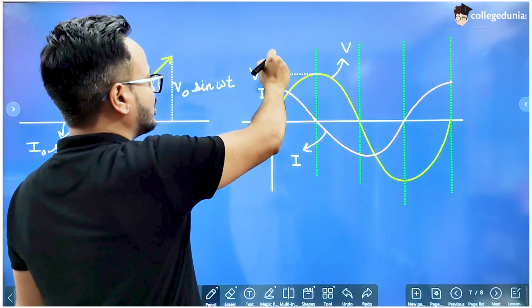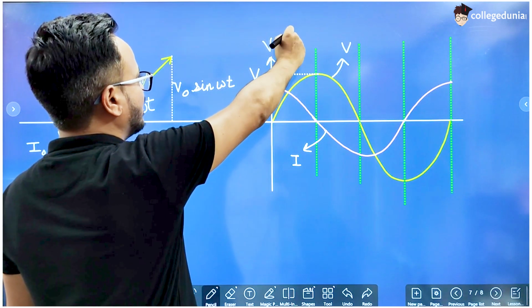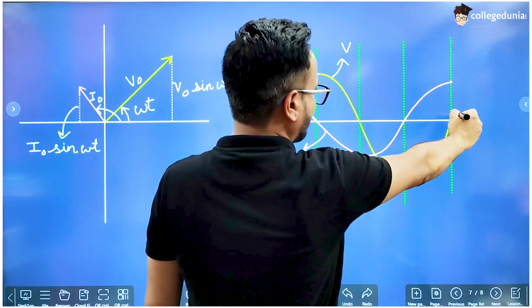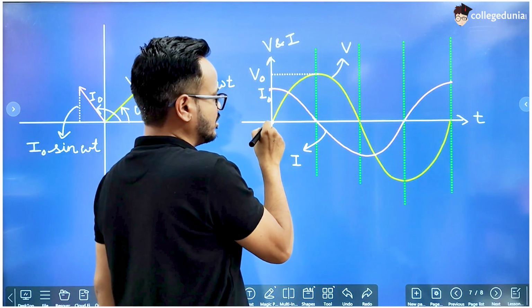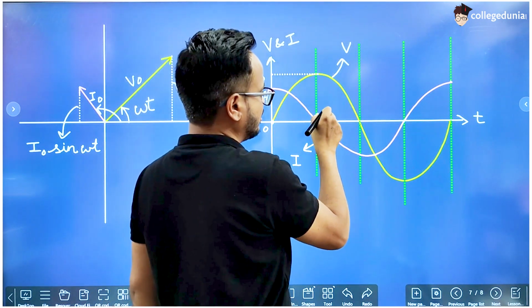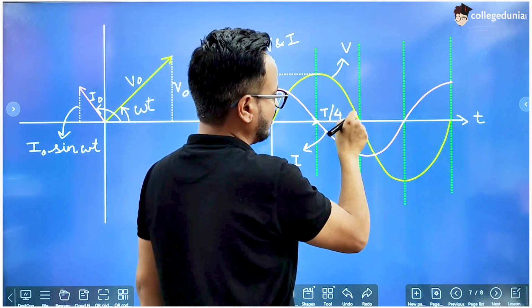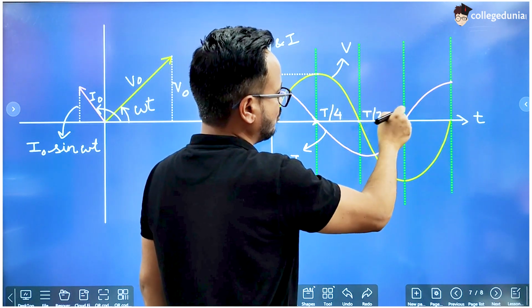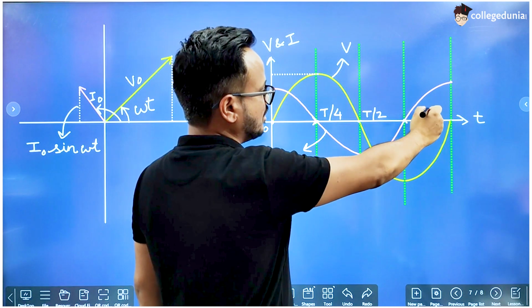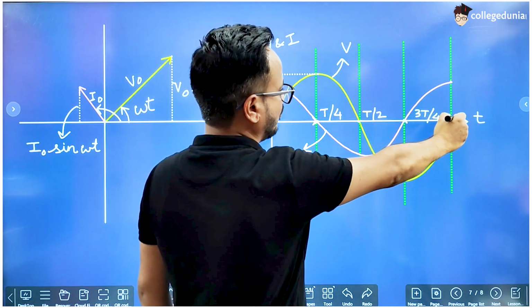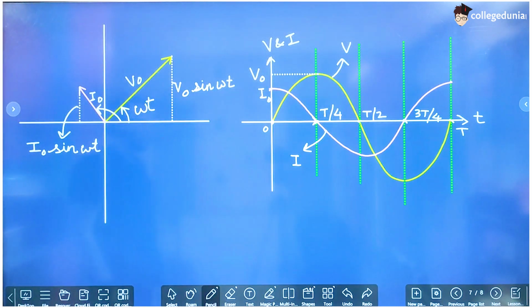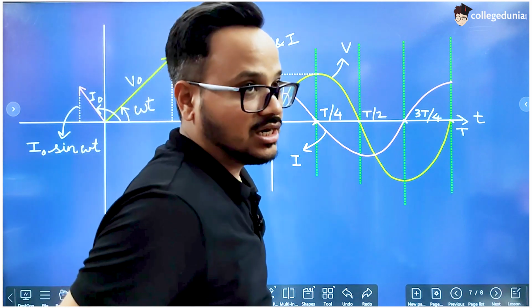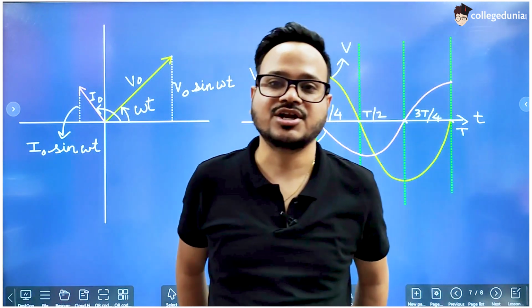So if we have drawn this graph of V and I with respect to time t, then we can mark these points. This is 0, and this is T by 4, this is T by 2, this is 3T by 4, and this one is T. Right? So this was everything about a circuit in which a single capacitor is connected across an alternating current source.